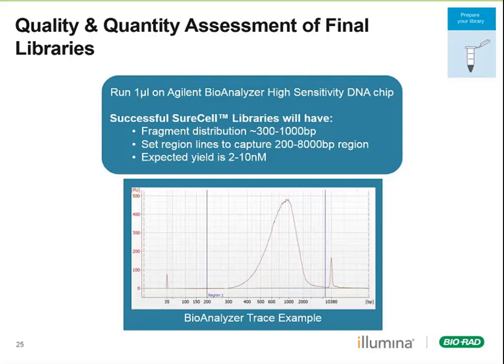Now all we have to do is quantify our final libraries. Again, we can use the Agilent bioanalyzer with its high sensitivity DNA chip to do both. Like any of our Nextera libraries, it's going to have a broad fragment size distribution. Anything from about 300 to 1,000 base pairs is normal. You do want to watch out for having any shorter fragments, and if you see them, come consult with technical support. To quantify the final libraries, you're going to set region lines from 200 to 8,000 base pairs. From this region, we should see an expected yield of 2 to 10 nanomolar before proceeding to sequencing.